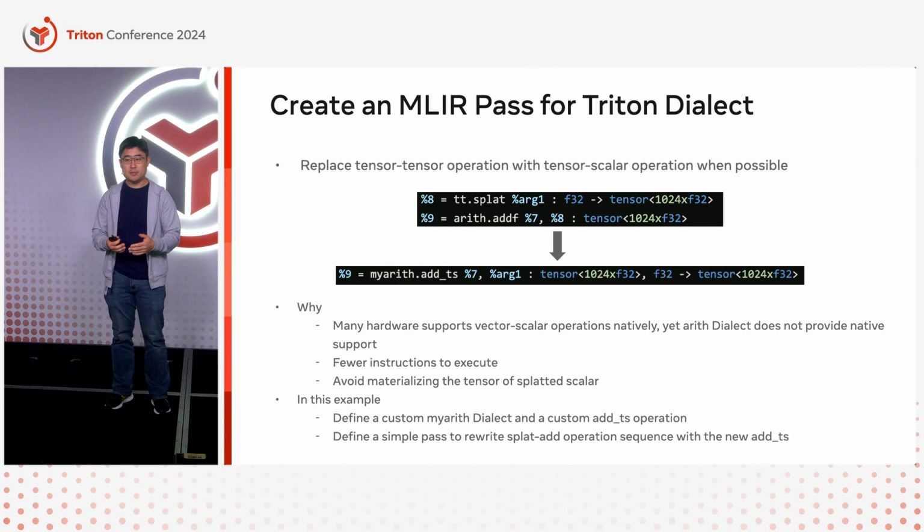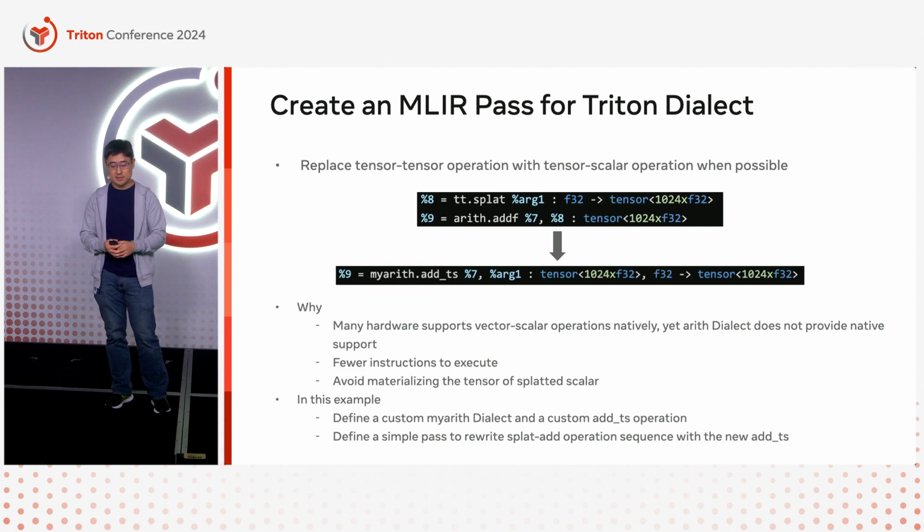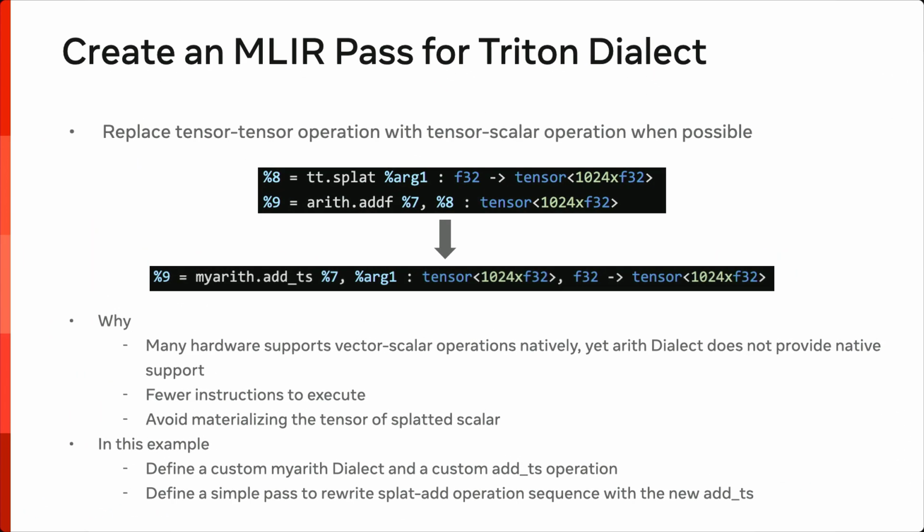So now let's dive into the main example of this tutorial. With all the background in mind, what we want to use as an example in the tutorial is to create a pass that replaces tensor-tensor operations with tensor-scalar operations when possible. Specifically, as you may remember from the last slide, we see these repeated operation sequences where we splat a scalar to create a tensor, and then we use the splat result to perform an element-wise operation.